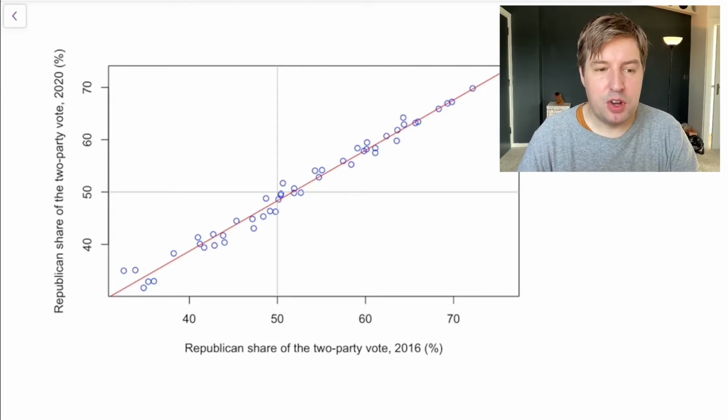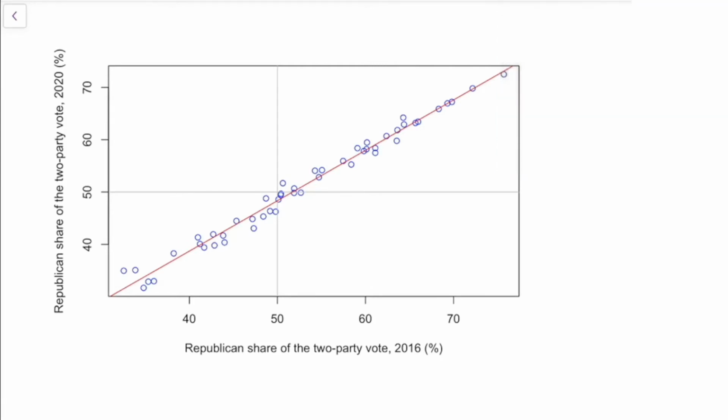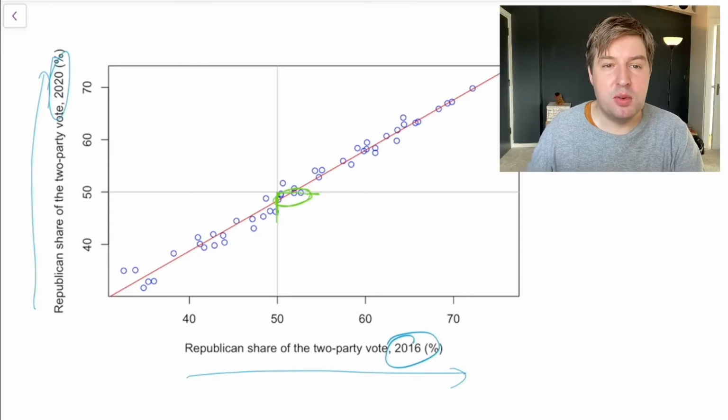And so what I've drawn here is what is known as a scatter plot. And so on the x-axis across here, that's the 2016 vote. So where the Republicans got more than 50%, they won that state. And here on the y-axis, we've got the 2020 vote. I've also put in some lines at 50%. So if you look at this bottom right quarter, those states there are the ones that Donald Trump won in 2016, where he won the presidency, but lost in 2020, where he lost the presidency.